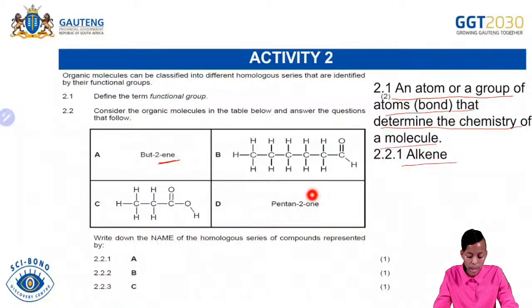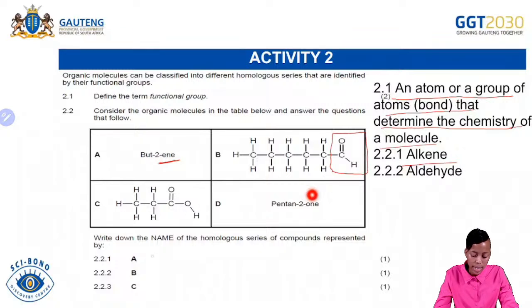2.2.2, the name of the homologous series represented by B. What are you going to look at? Now, if you are given a structure, then you look at the C double bond O and the H there at the end. So C double bond O and the H, and that would be represented by what? By the aldehyde. Right?